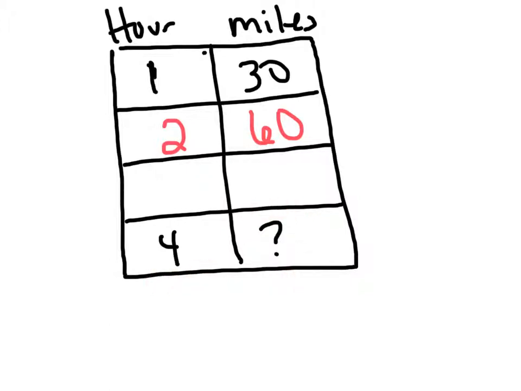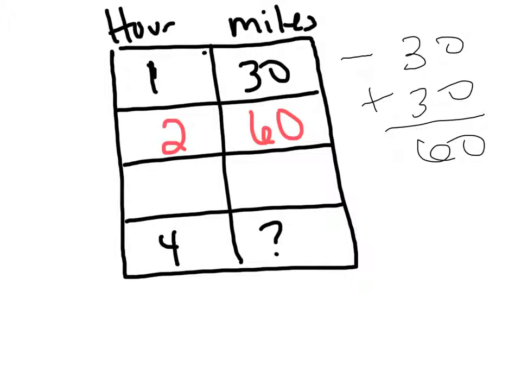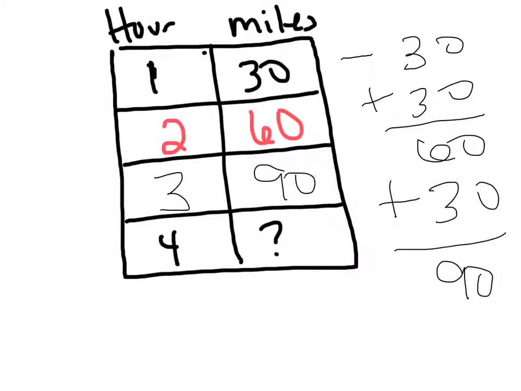I can remember from the previous screen that I could just take the miles from the first hour, which was 30, and I could add 30 more, which gives me that 60. And for 3 hours then, I could add another 30, which would make 90 miles in 3 hours. And if I keep adding the 30, then I can find for my 4 hours, 90 plus 30 is 120. So now we know that in 4 hours, I travel 120 miles.